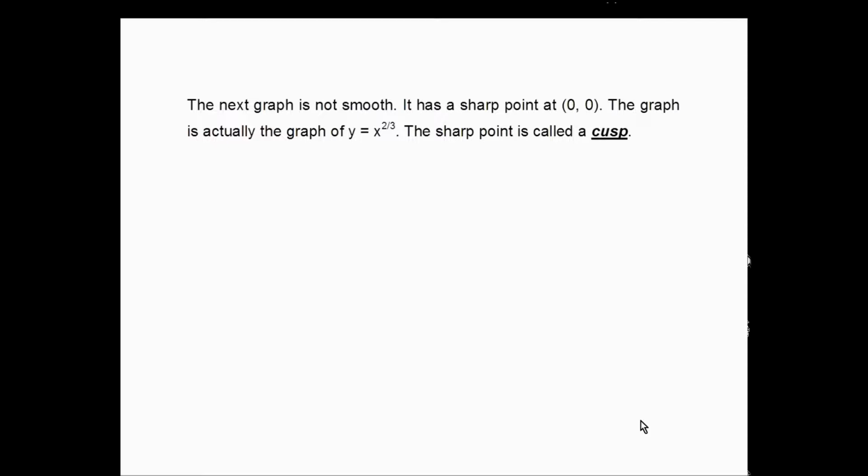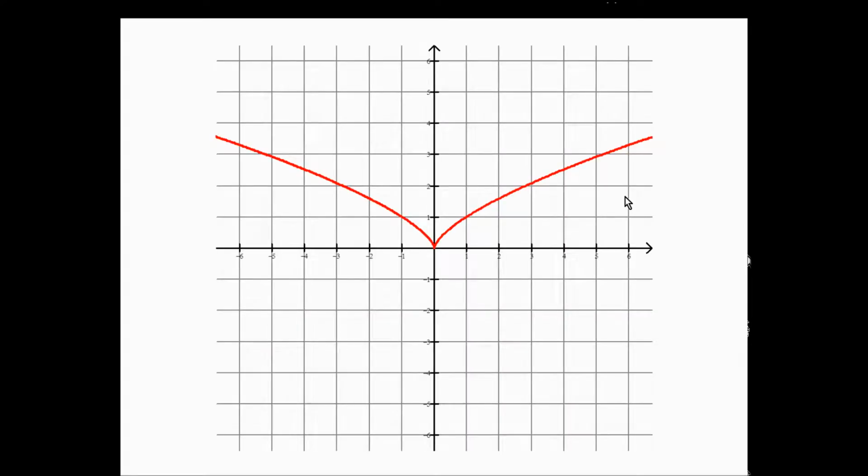Okay, the next graph is also not smooth. It has a sharp point at 0, 0. The graph is actually the graph of y equals x to the 2/3 power. The sharp point is called a cusp. Again, in calculus, you'll see the difference between them. So, again, if I were traveling along in my car, I'm coming down here, and if I had to make this turn, that would be a hard turn to make. So there's my sharp point.